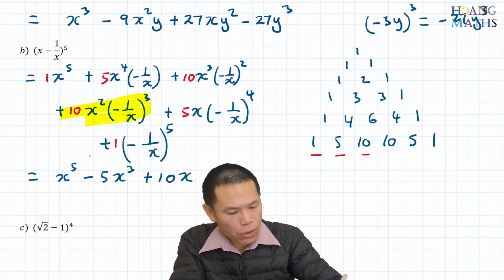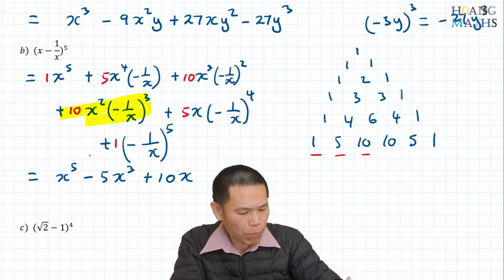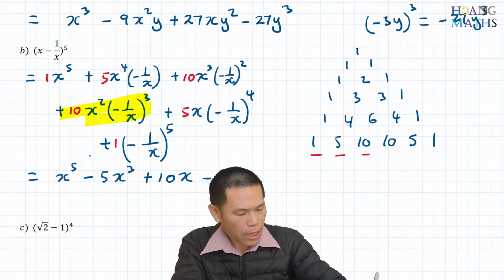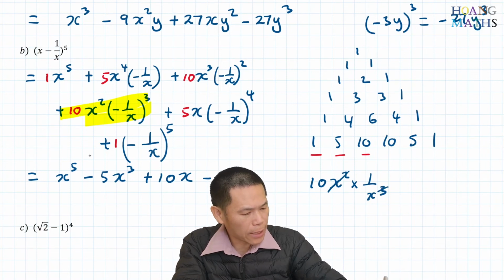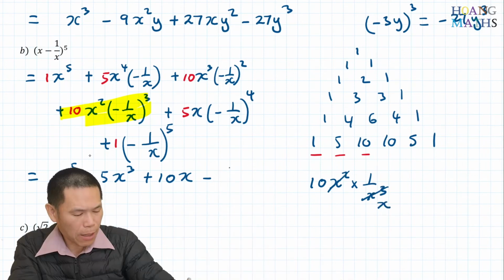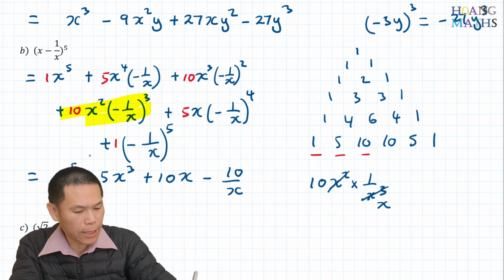And with this term here, the same rule applies. We know that it's negative because a negative to an odd power is negative. And we know that 10x squared times 1 over x to the power 3, so that cancels out and gives me x. So that becomes 10 over x.